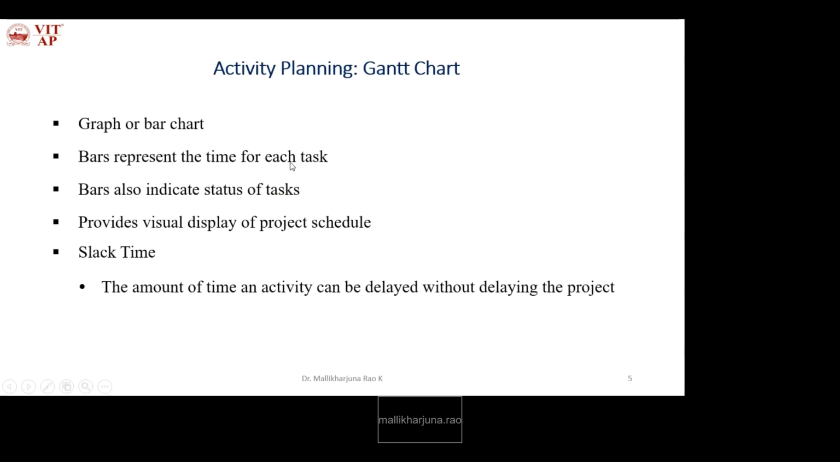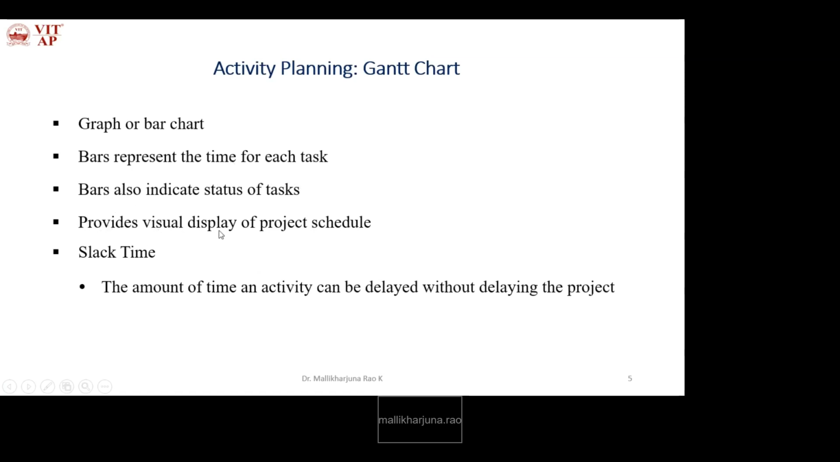That is represented in terms of bars. A bar represents the time for each task, that is, at what time we have to start the particular task and at what time we have to finish. Bars also indicate the status of the task: what the start time of the task or object is, what the end time is, that is the planned time, and what the current status or progress of the task is. We represent all of this in terms of bars in a Gantt chart.